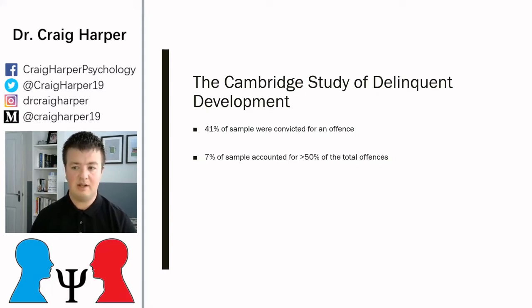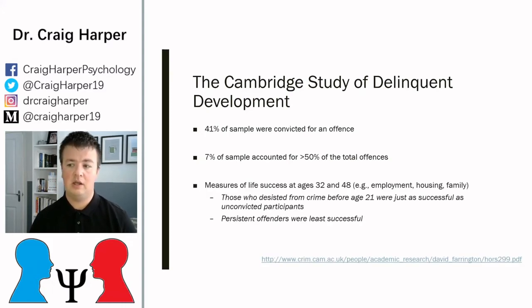So yeah, less than 7% of the sample were responsible for more than 50% of all total offences. But importantly, what the researchers have identified is that if people were desisting before the age of 21, so they were stopping committing offences before the age of 21, then they were just as likely to have successful lives as those who were never convicted of any offence in the first place. So when we're talking about a successful life, we're thinking about effective relationships, having adequate accommodation, having families, being employed, these generally accepted indices of a successful life.